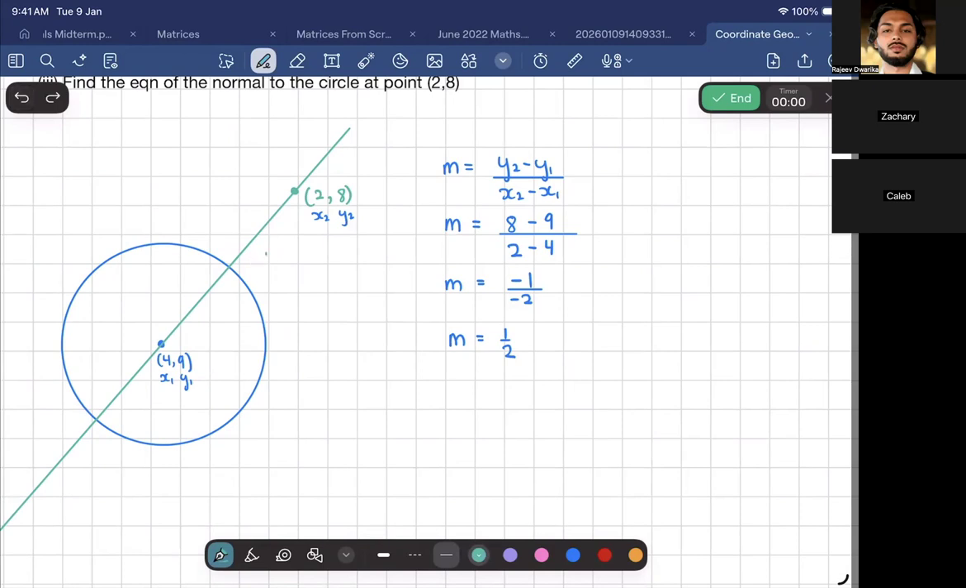So mn would represent the gradient of the normal, and we found that to be a half. Cool. Is there anybody at all confused? Zachary, you confused by anything at all? Okay, let's move on to the other part.